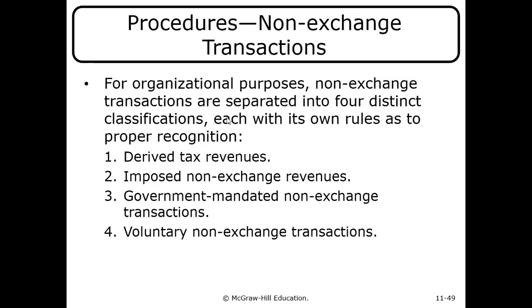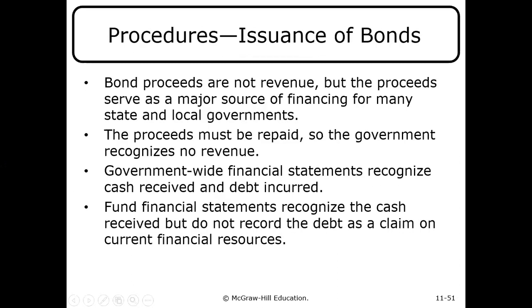So just to make you a little familiar with those. Sometimes governments issue bonds. That's one way that they could raise money. Bond proceeds are not revenues to the government unit, but the proceeds serve as a major source of financing. These proceeds must be repaid so the government recognizes no revenue. Government-wide financial statements recognize cash received and debt incurred, so they'll debit cash, credit a liability. But fund statements recognize the cash received, but do not record the debt as a claim on the current financial resources.